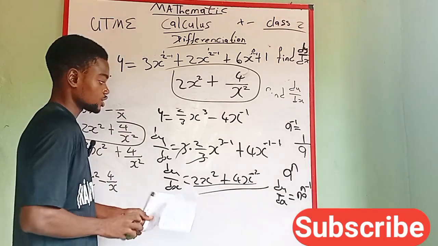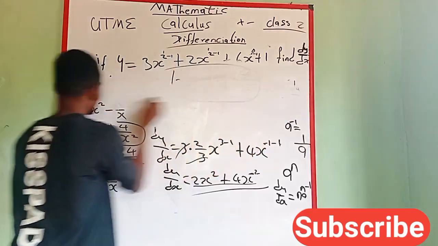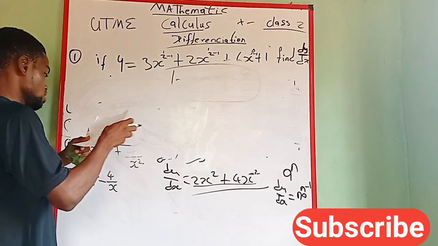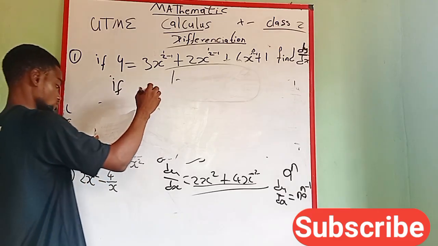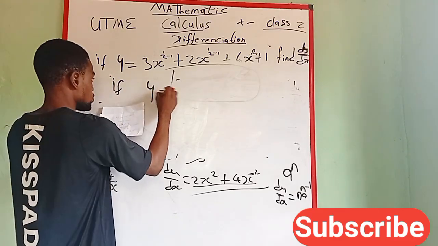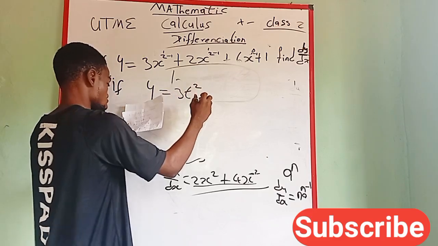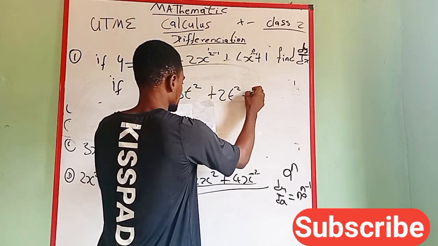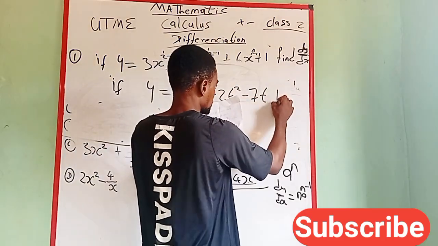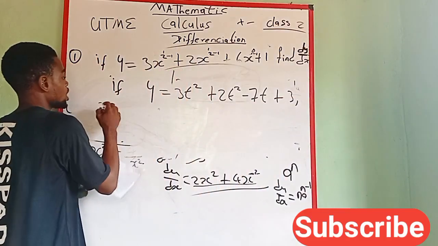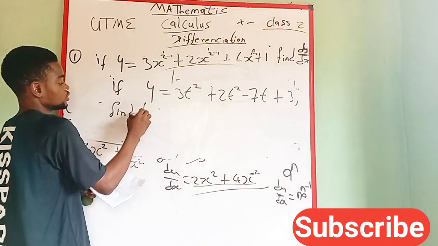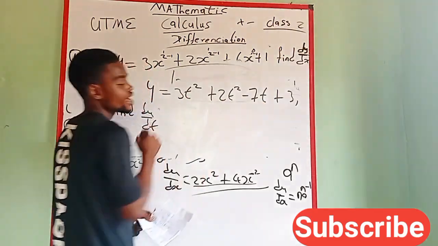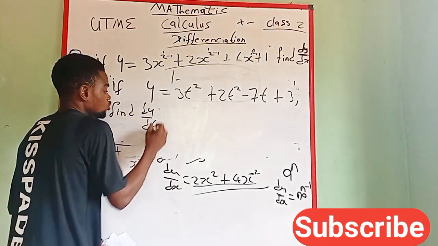Now I want you to try this expression. Try this question. It says if y equals 3t squared plus 2t squared minus 7t plus 3. Are you getting me? Find the dy over dt. Sorry, I mean to say what is here is the t, because the unknown variable we have here is t. So find the dy over dt.